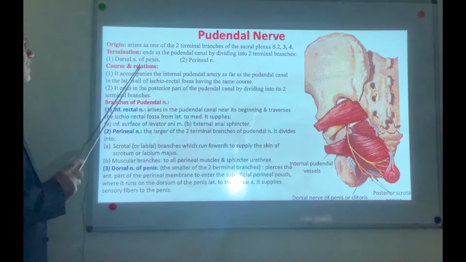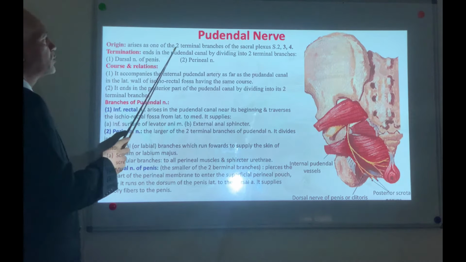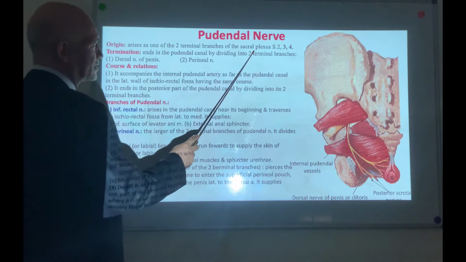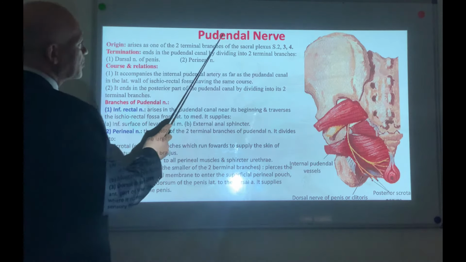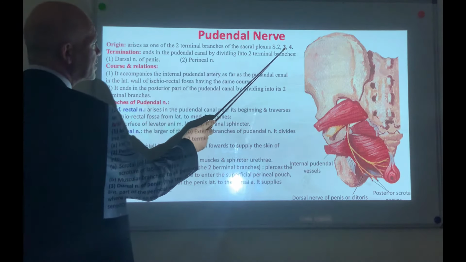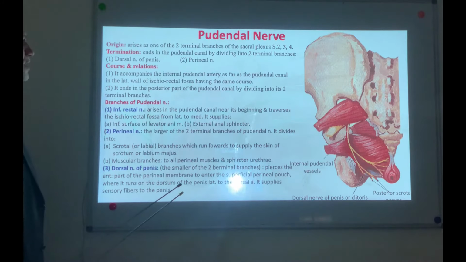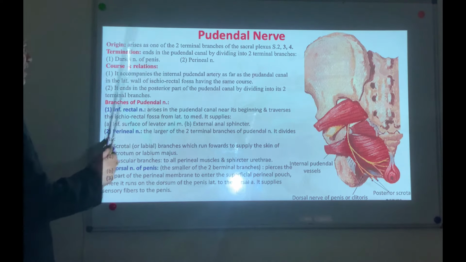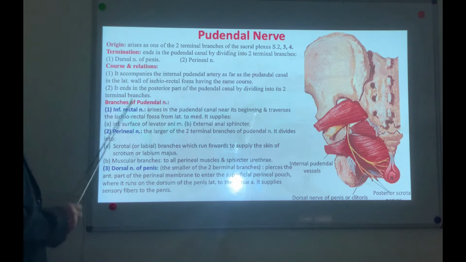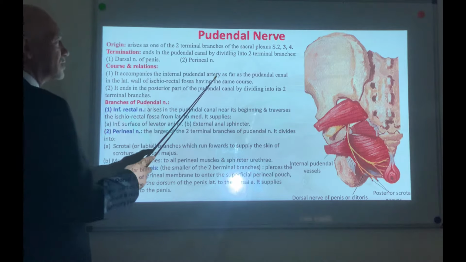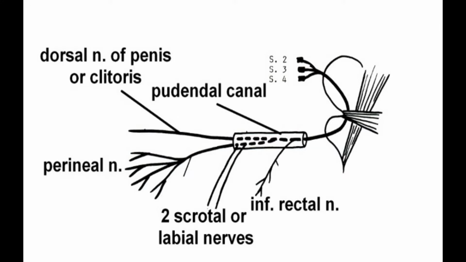Pudendal nerve origin: one of two terminal branches of the sacral plexus. Root value of the pudendal nerve is S2, S3, S4. Termination: it gives two terminal branches, the dorsal nerve of the penis or clitoris and the perineal nerve. Course: the nerve accompanies the internal pudendal artery. It leaves the pelvis through the greater sciatic foramen below the piriformis muscle to reach the gluteal region.